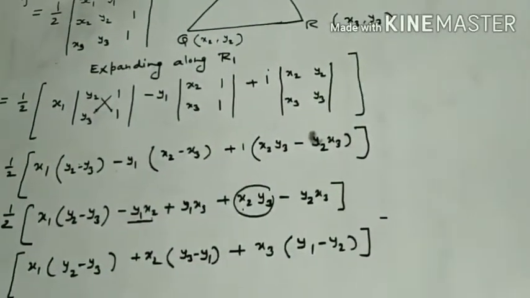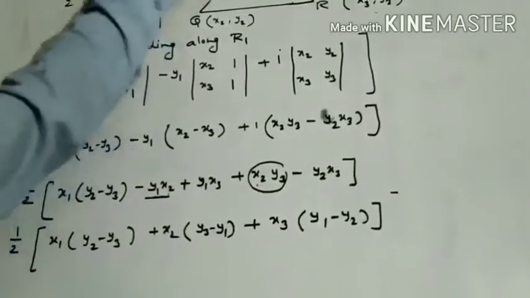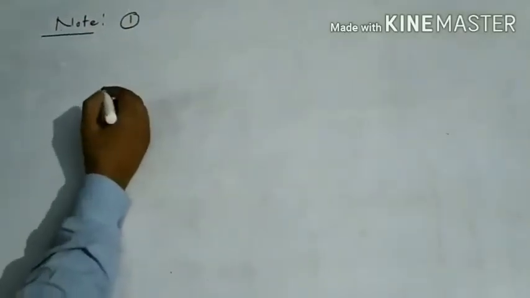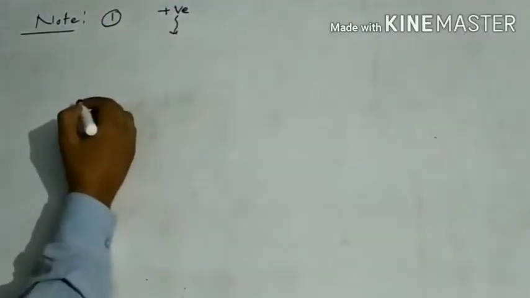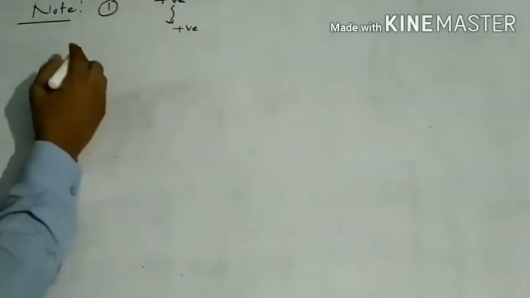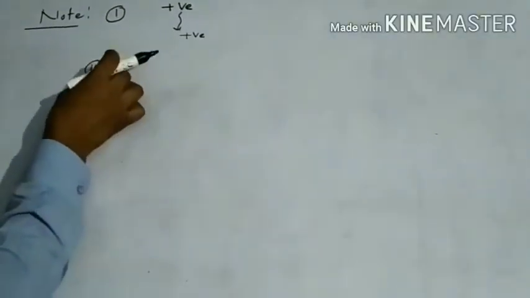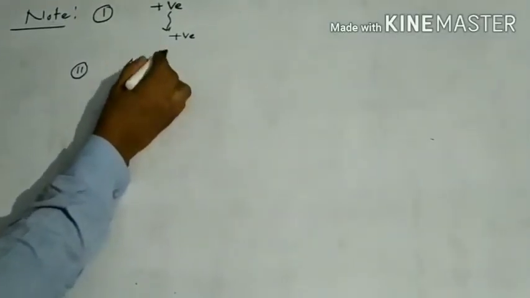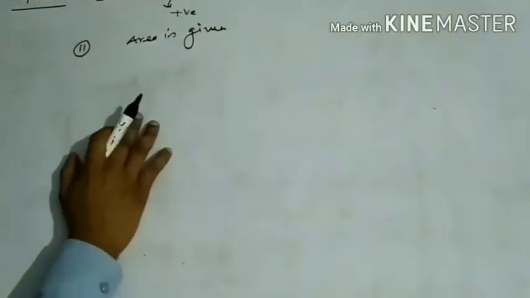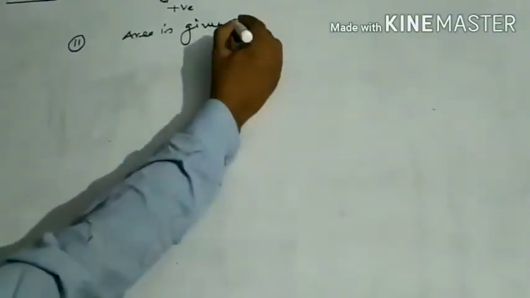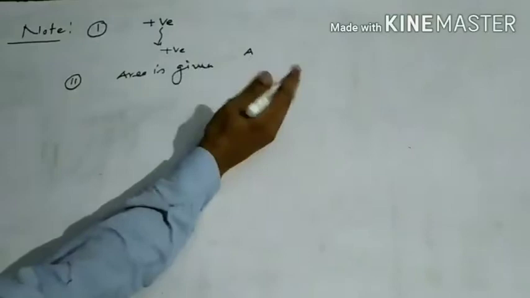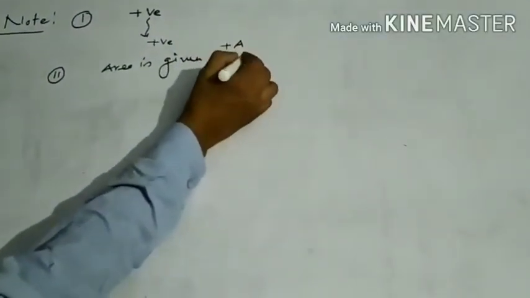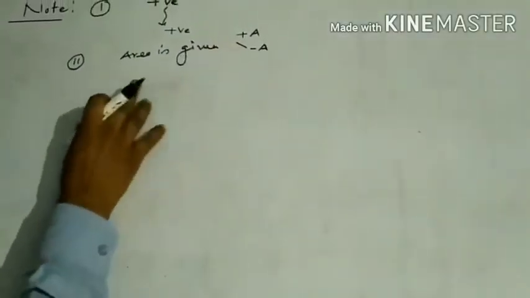Note number 1: since area is a positive quantity, after finding the determinantal value we are going to consider only the positive value. Second, if in any problem the area is given, suppose area A is given, then while solving the problem we take both determinantal values, that is plus A and minus A. After taking both the plus and minus we can proceed to the next step.